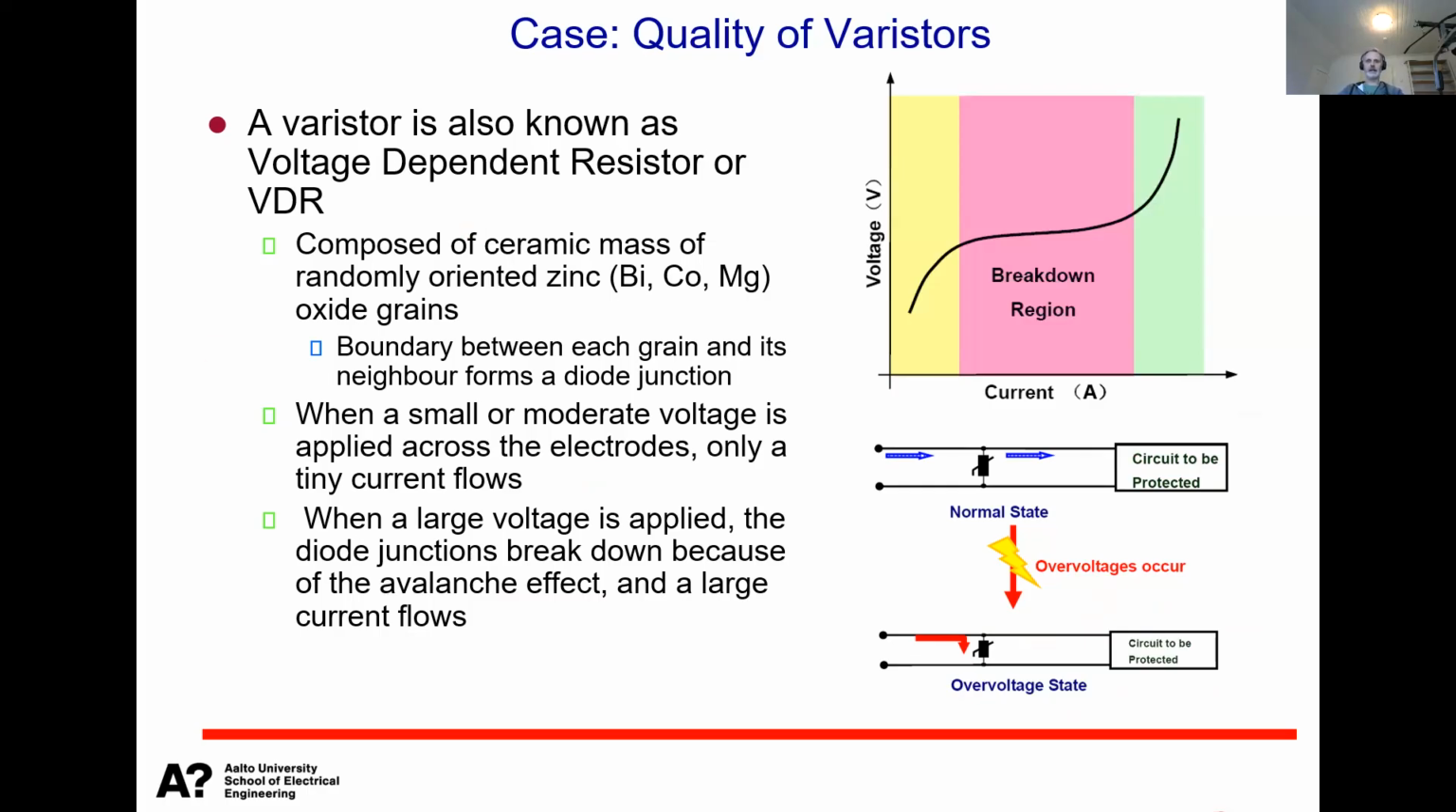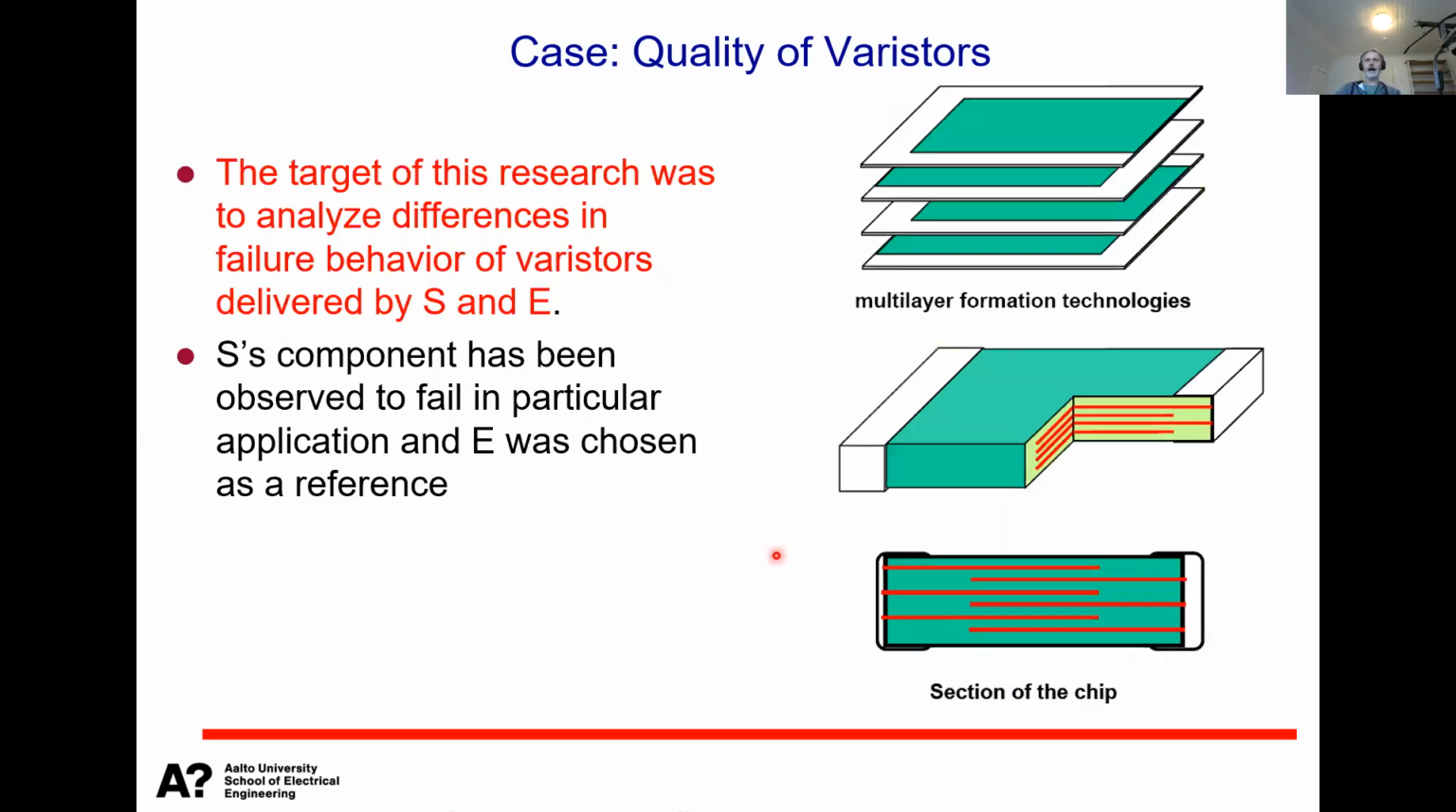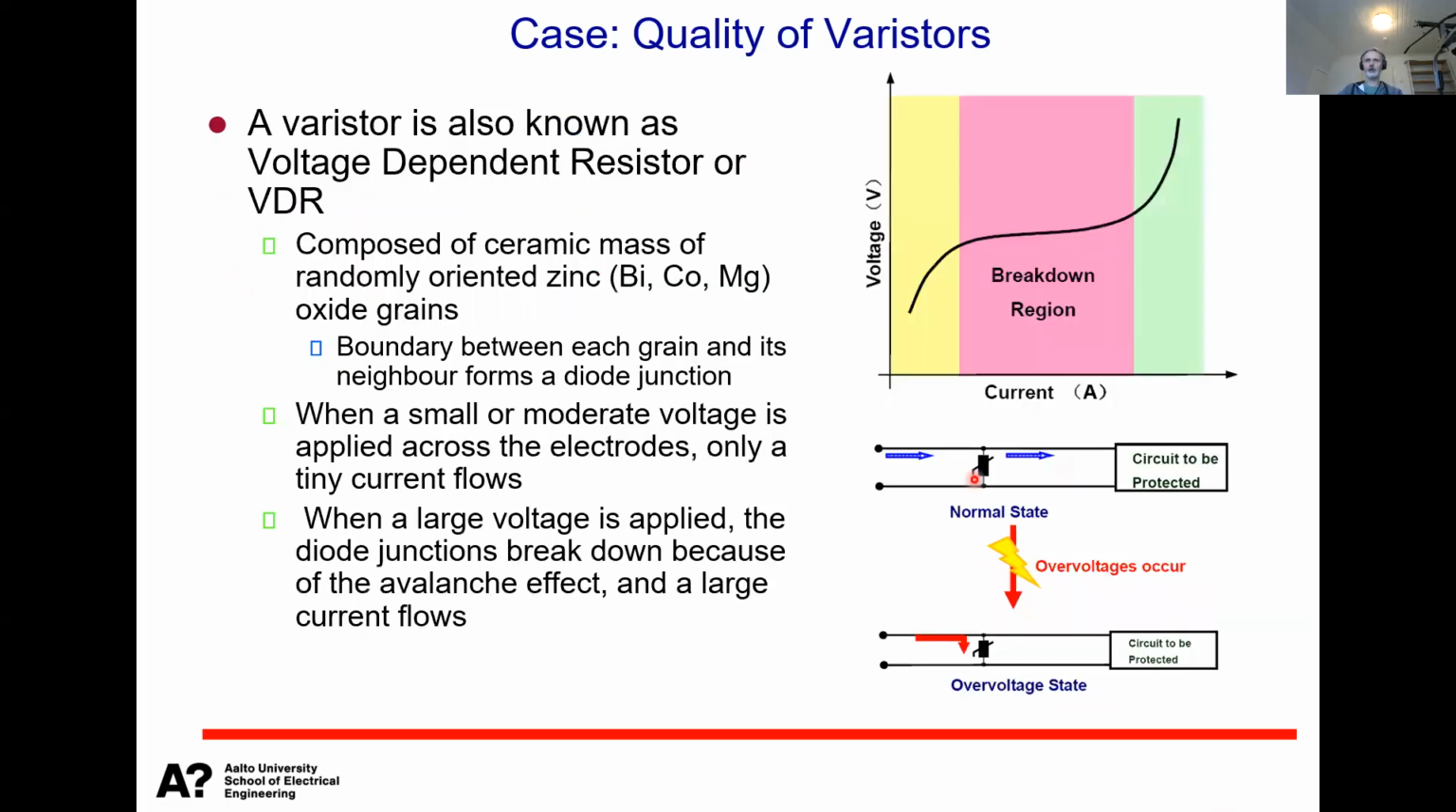So this is basically the electrical functionality of the component, and in fact, the structure is almost identical to ceramic capacitors. The only difference is the insulating or dielectric material. In ceramic capacitors, this is typically barium titanate because of the electrical properties, but in varistors, it's a combination of different types of oxides. Mainly zinc oxide, but it can also have some other oxides like bismuth, cobalt, and manganese oxides inside.